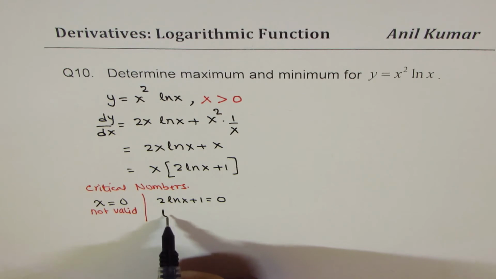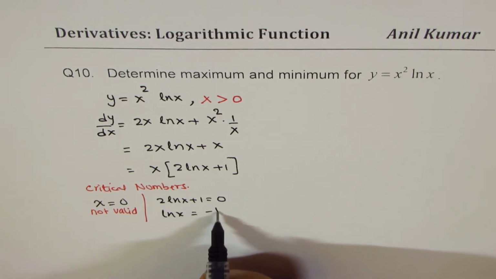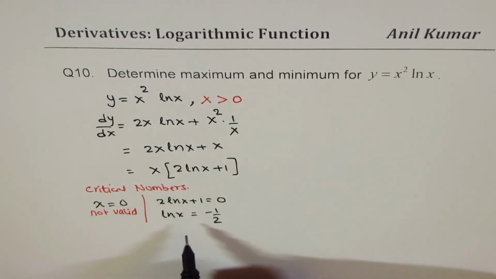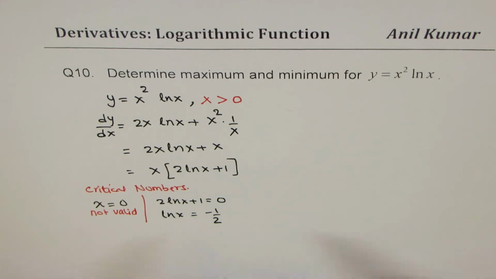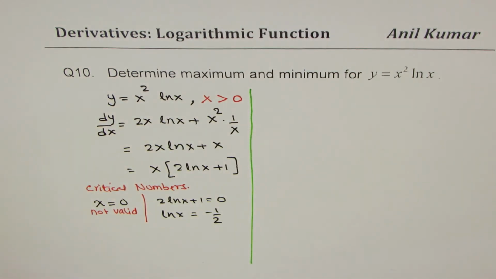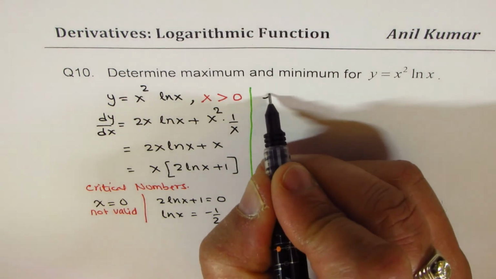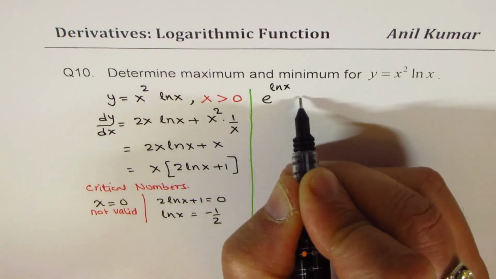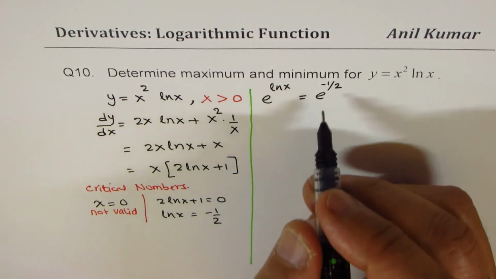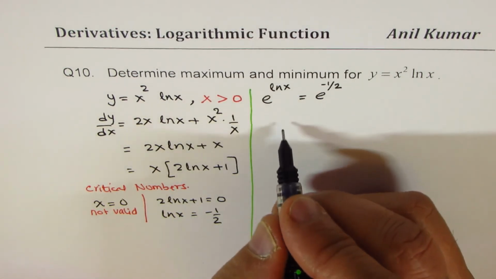So that gives you ln x equals minus half, and then you can take e on both the sides. Then what do you get? Let me see what ln x equals minus half gives you. So taking exponents on both the sides, we have e to the power of ln x equals e to the power of minus half, right? And e to the power of ln x is x.